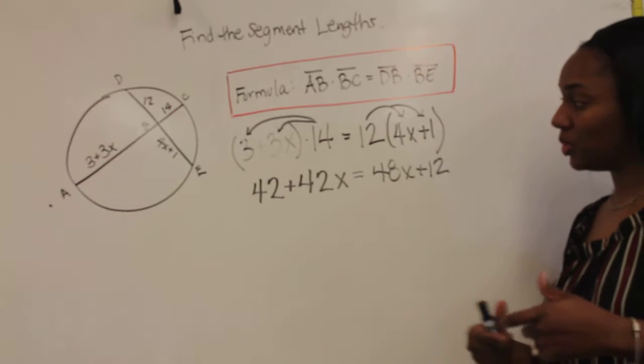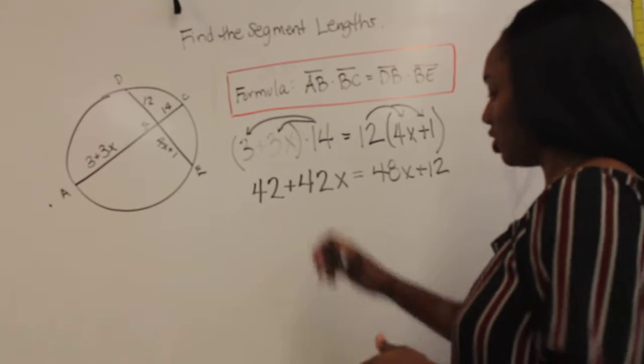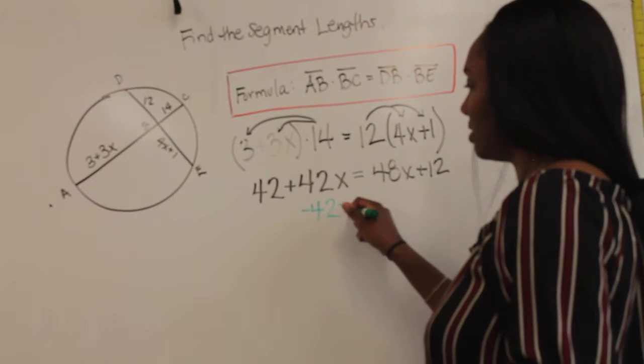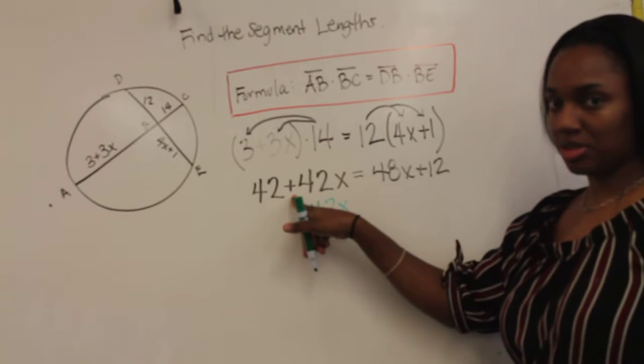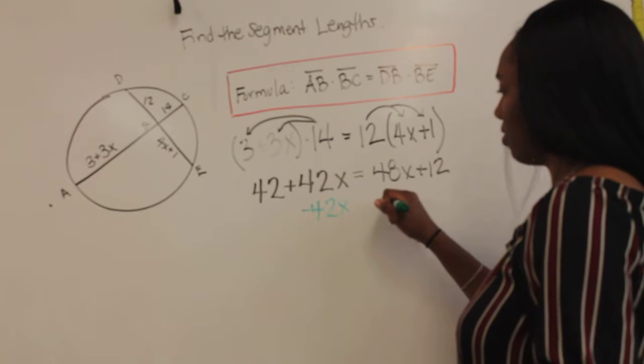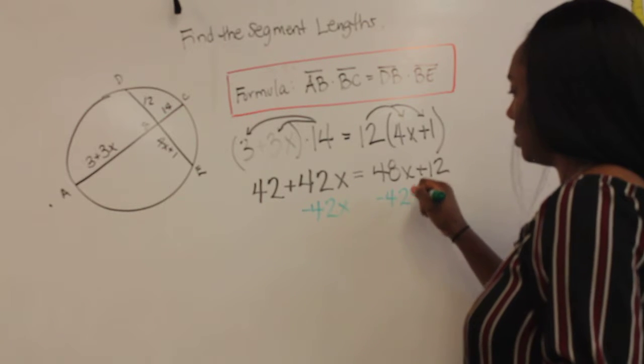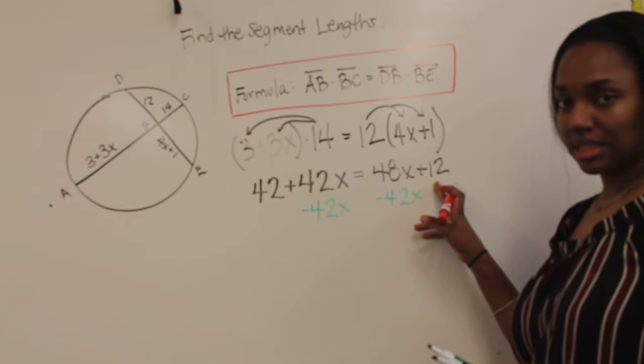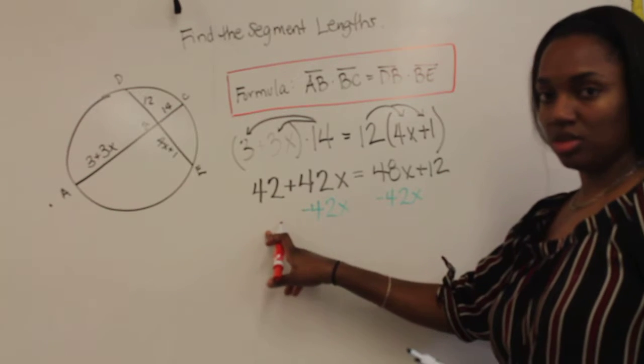I'm going to do this all in one step. I'm going to subtract my 42x. Because it was positive, I'm going to subtract it over to the right. And then I'm also going to subtract my 12 to move it to the left.